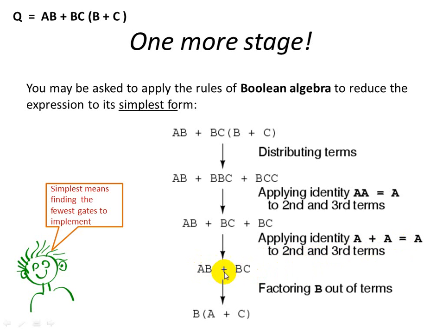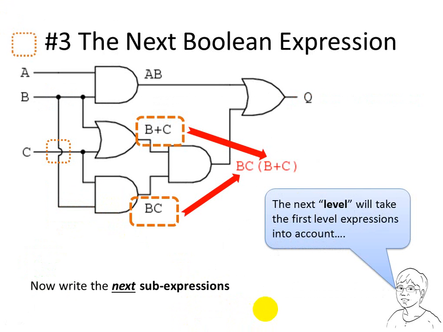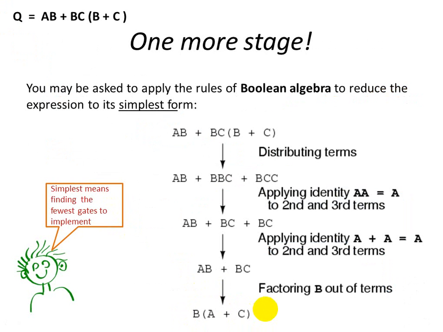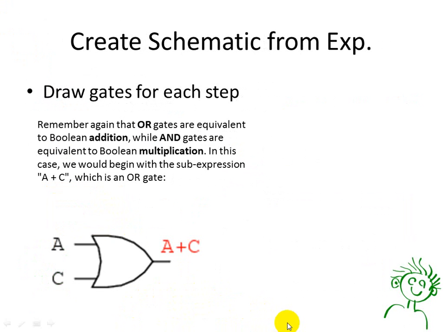Now we end up with AB or BC. Factoring B out of terms, this is great because now B is the common factor. We can put it outside the bracket and put AC in the bracket. So it's B in brackets A or C. That's our simplest form. Simplest means finding the fewest gates to implement. And we can turn this back into a gate. So what ended up, or started out as being a very complex gate, can actually be reduced. It's called reducing the expression, and reduced into a gate.